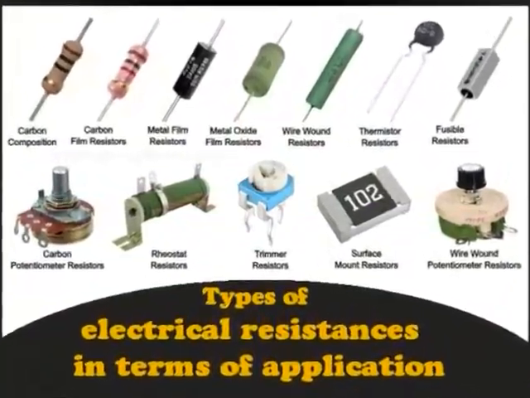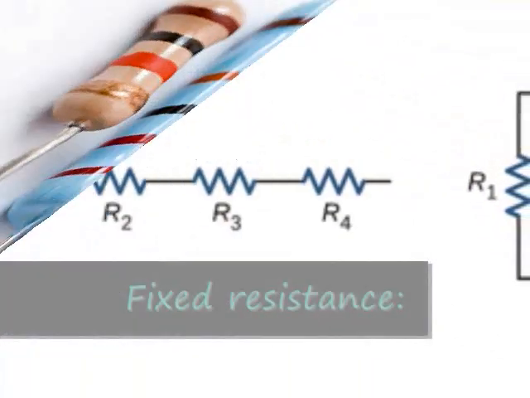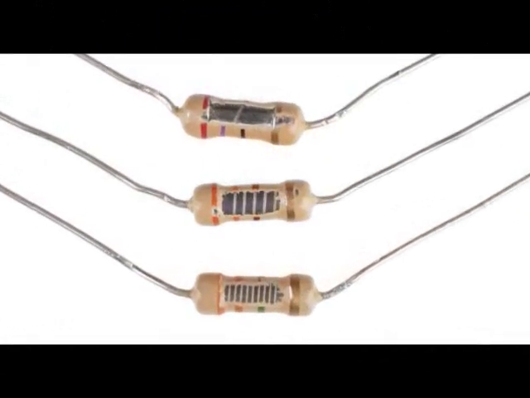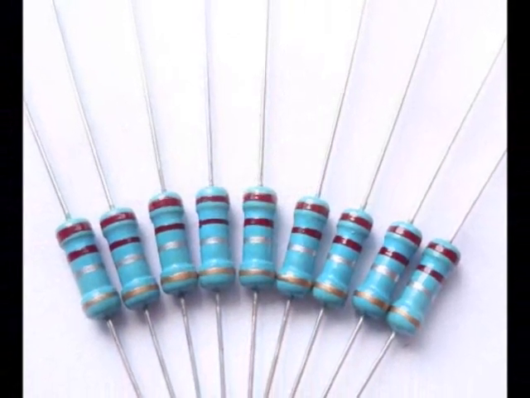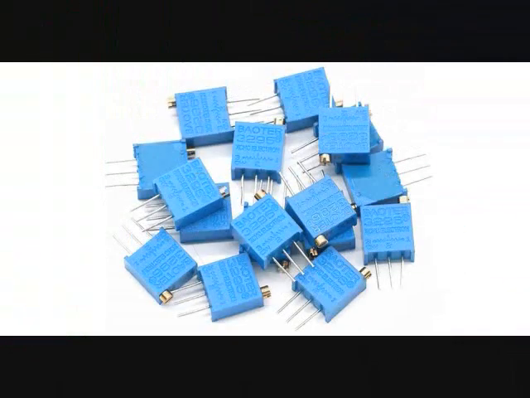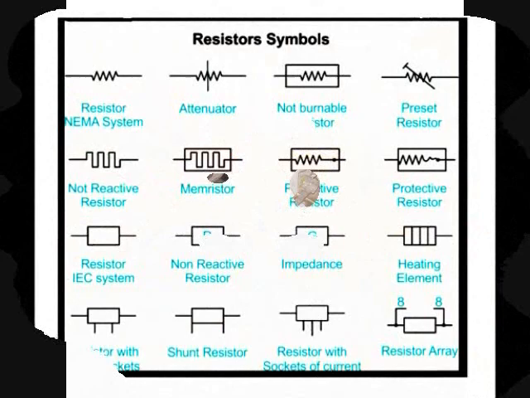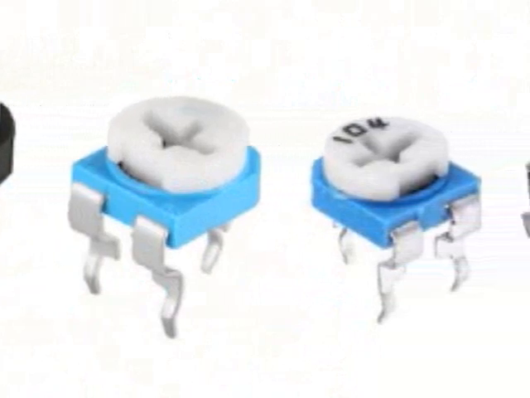Types of electrical resistances in terms of application. Fixed resistance. It is called a resistance whose value is always constant and is the same as the nominal value written on the resistance. Environmental factors and different voltages do not affect the value of this resistance. Variable resistor. This resistor is used to adjust the value of the resistance in order to control the voltage or current or a part of it.